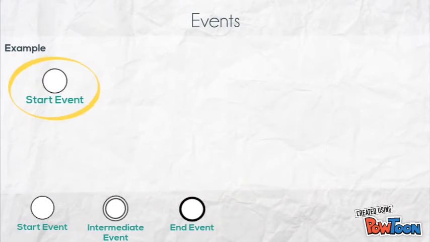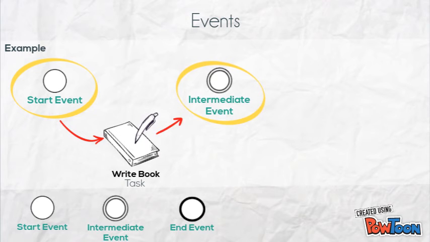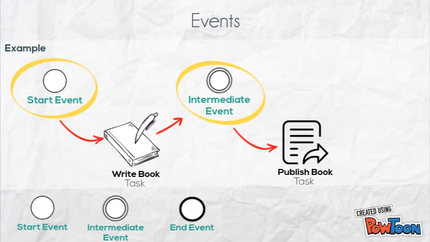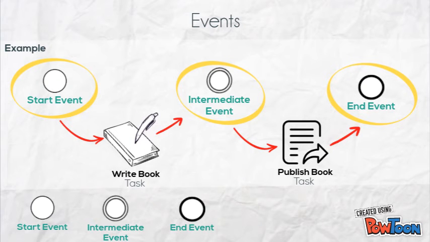The start event represents the starting point of the process. The intermediate event represents an intermediate point in the process. The end event represents the ending point of a flow in the process. Every flow in the process must start from a starting point and end with an ending point.